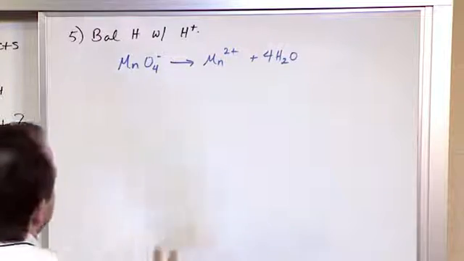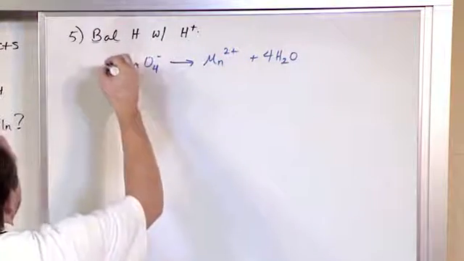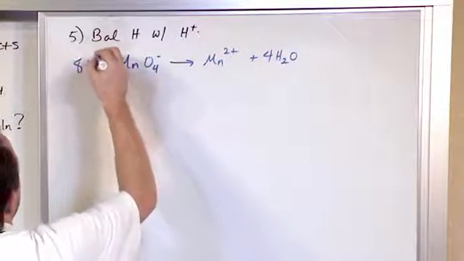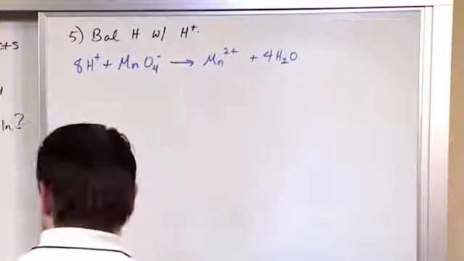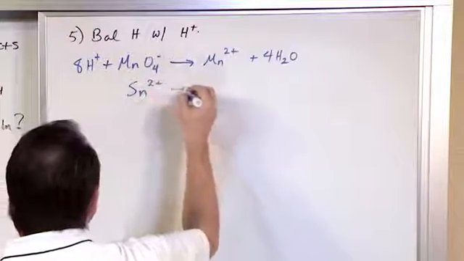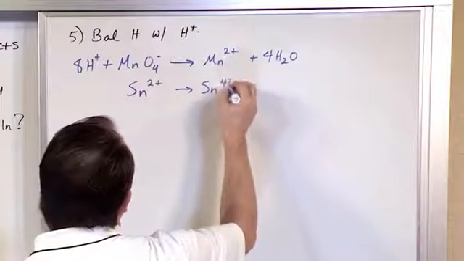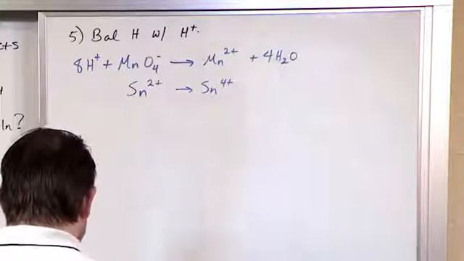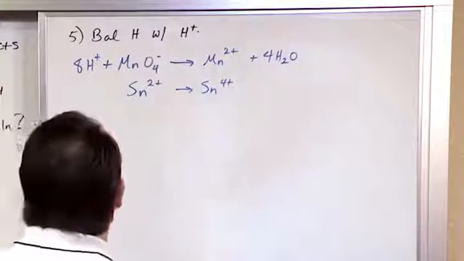I need to balance the hydrogen. I have 8 hydrogens over here, so the only way I can do that is to put 8 hydrogen ions over here. Now the second half reaction doesn't contain any hydrogen, so I'll just write it down: Sn2+ going to Sn4+. All right, so I have balanced the hydrogen on both sides of the reaction.